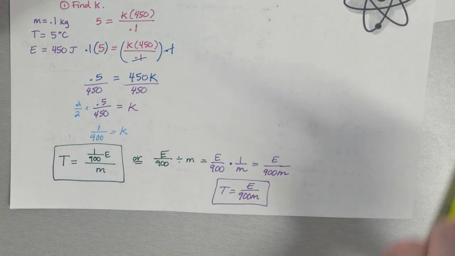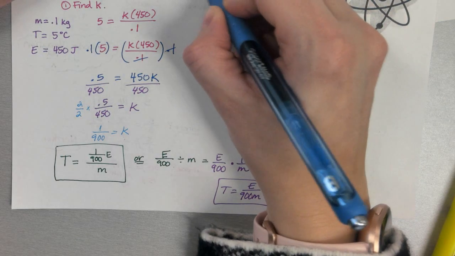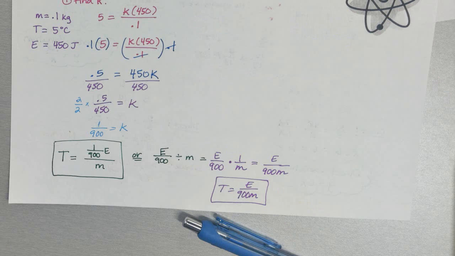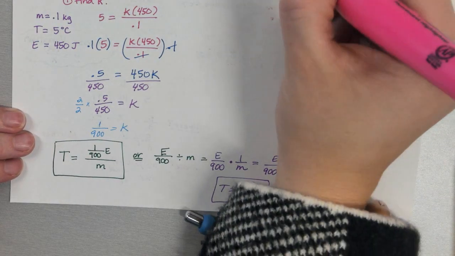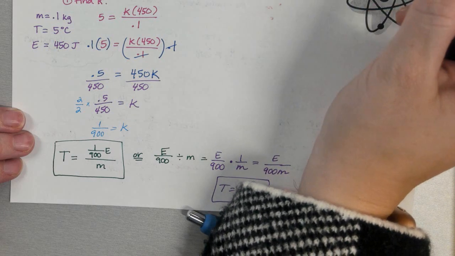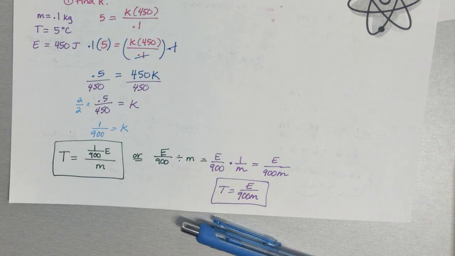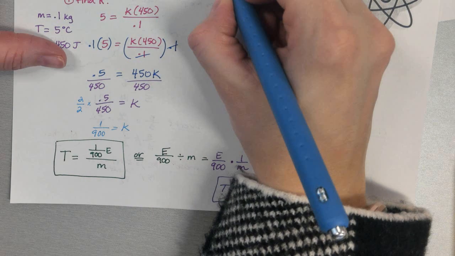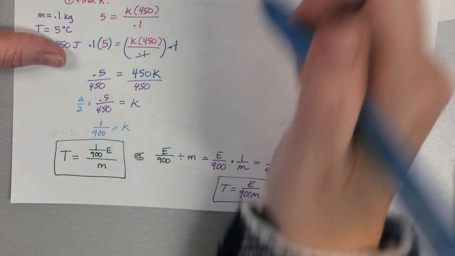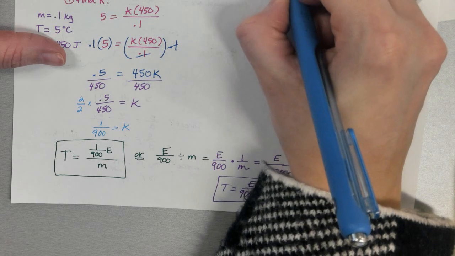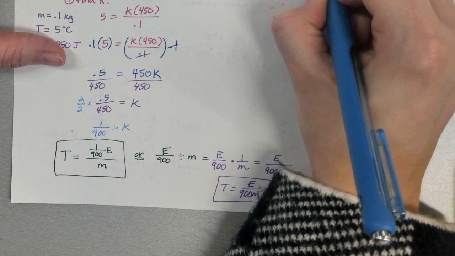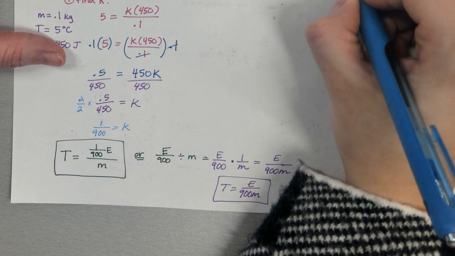Okay. All right. So we did step 1, where we're finding k. Step 2 is going to be to answer this question. So they're asking you how much heat energy must be transferred to an aluminum wire with a mass of 0.2 kilograms to raise its temperature to 20 degrees Celsius. Okay, so how much heat has to be applied? So we're going to use our equation. We'll use this one. Find E when the mass is 0.2 kilograms and the temperature is 20 degrees Celsius.